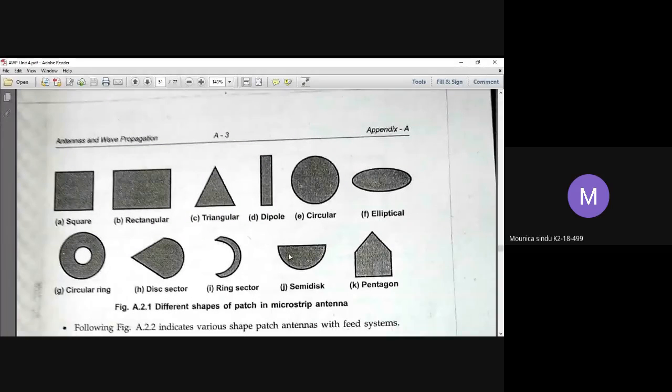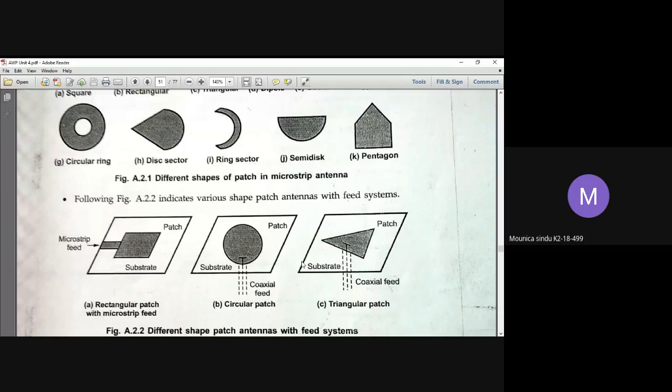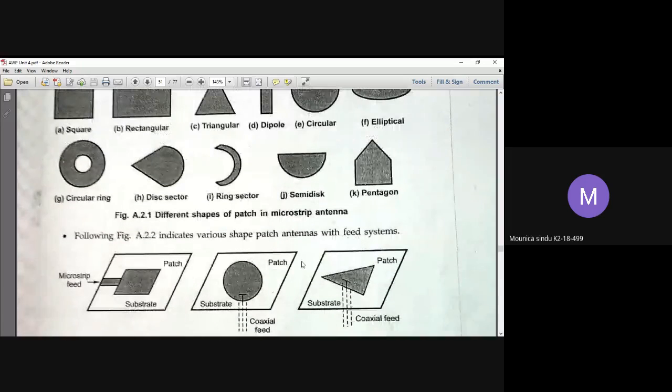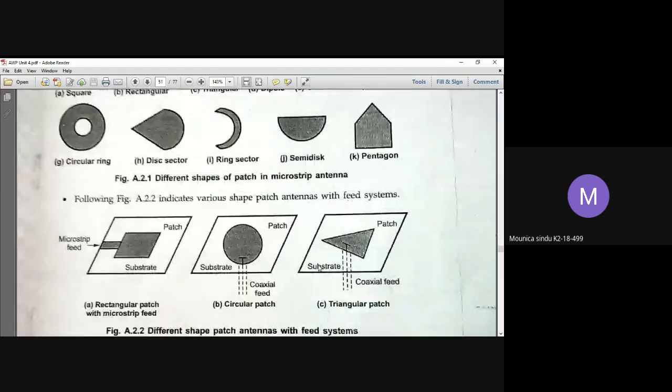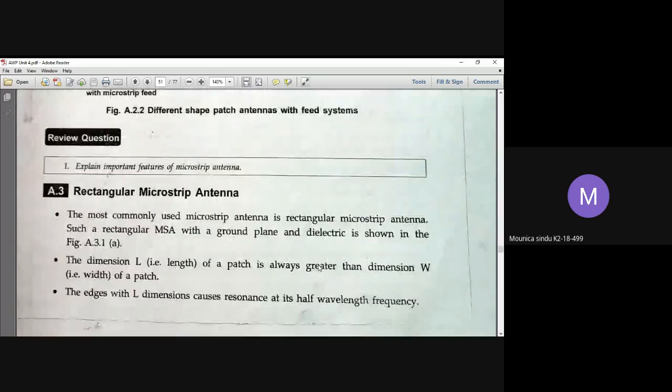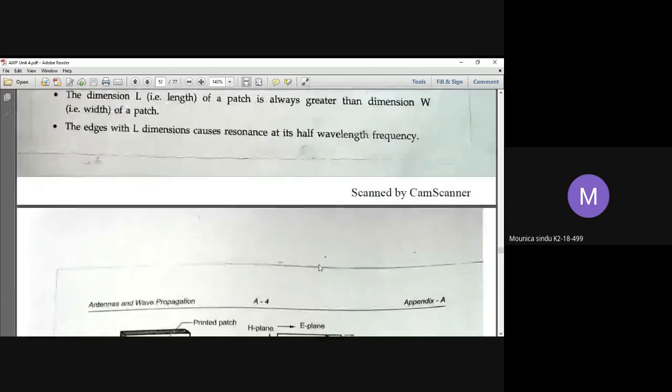Next, the advantages: it is easily printed on circuit boards and it has a small size. Linear polarization can easily be achieved here, sir. And microstrip feed techniques are 4 types: center feed, offset feed, inset feed, and quarter wave line feed.